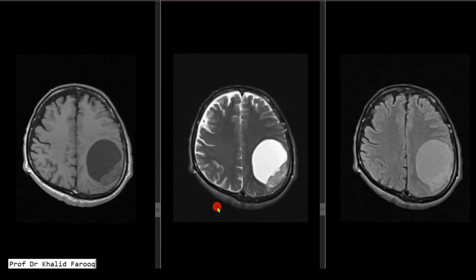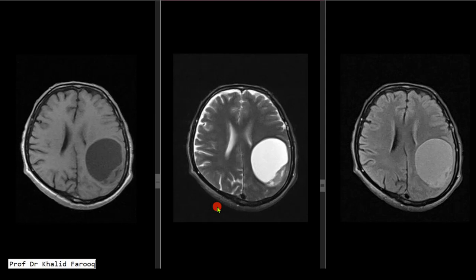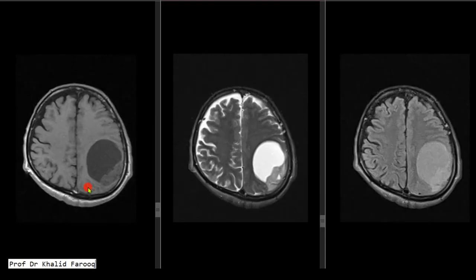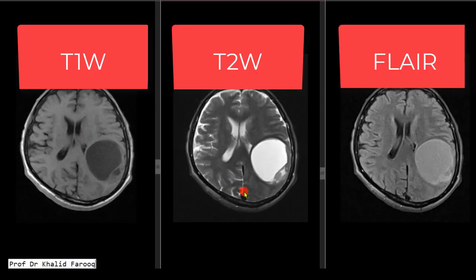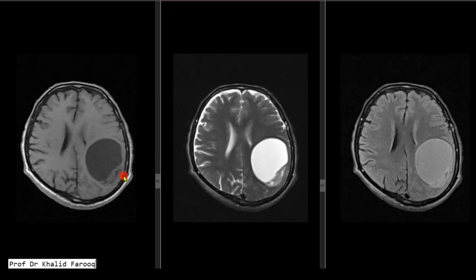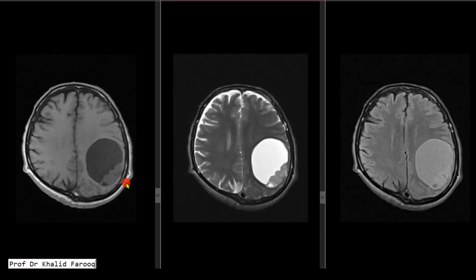Here we have MRI of the brain. We can see axial T1, T2 and axial FLAIR sequence. This is a complex mass in left posterior parietal lobe which shows cystic component having low signals on T1 weighted sequence and high signals on T2 weighted sequence.